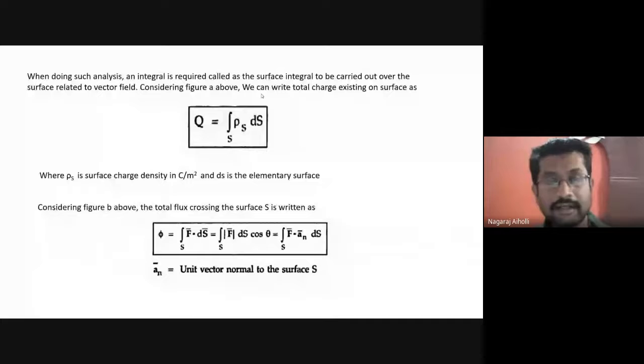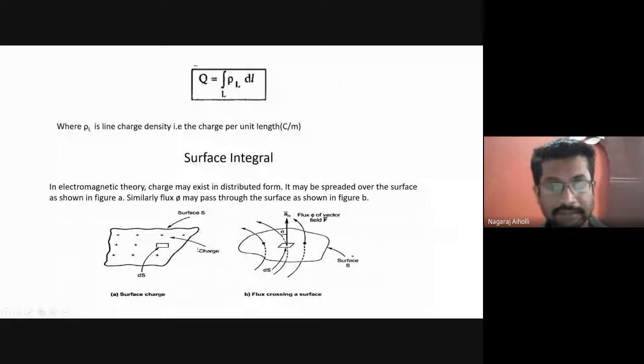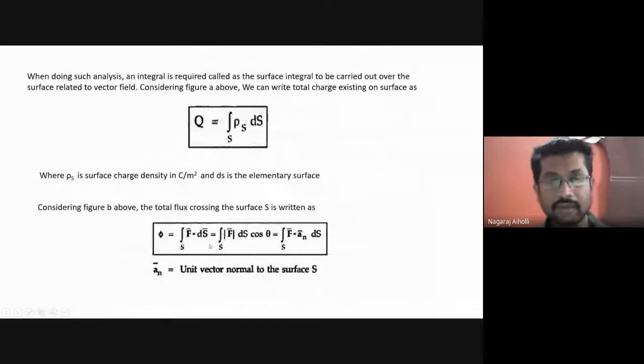Considering above figure A, we can write here the total charge. How much is the total charge present on this surface? That is given by the surface integral of rho s ds. Rho s is charge per unit area. It is the surface charge density. Surface charge density is given by charge per unit area.